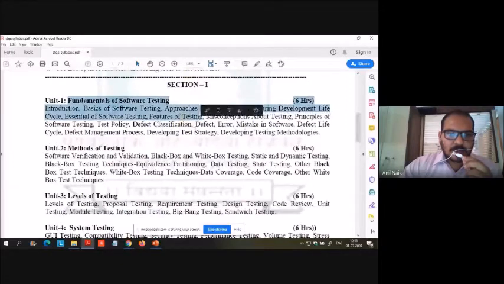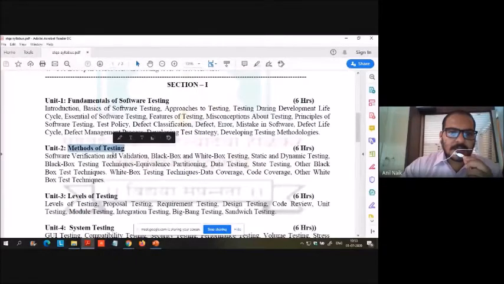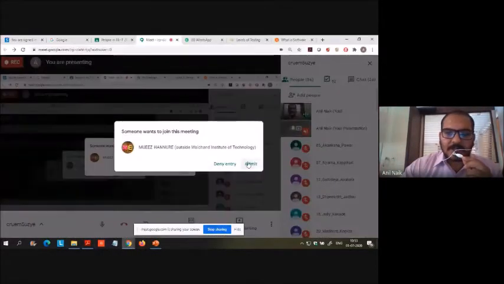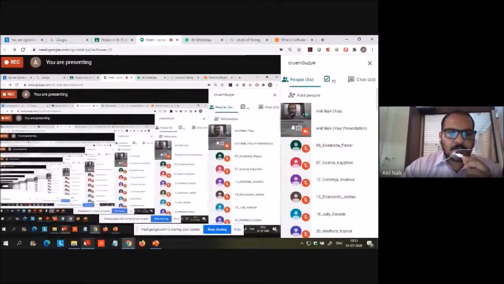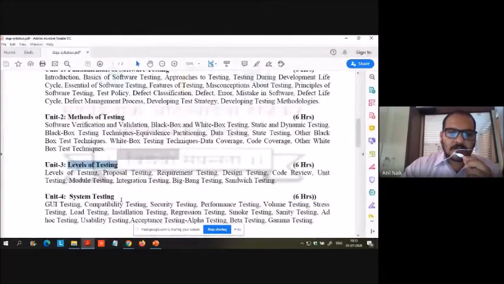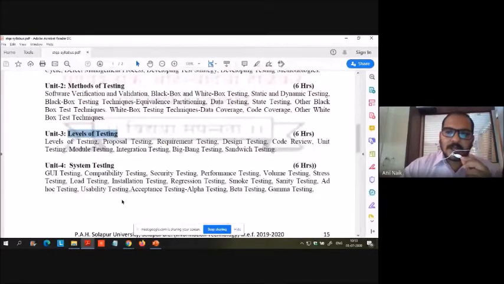This is the first unit, about the fundamentals of software testing. Then the second is about the different methods of software testing, and levels of software testing. For example, to test a small module is unit testing. Then module testing, and integration testing by combining all the different modules. So there are different levels of testing, from a small module to the large, final project.